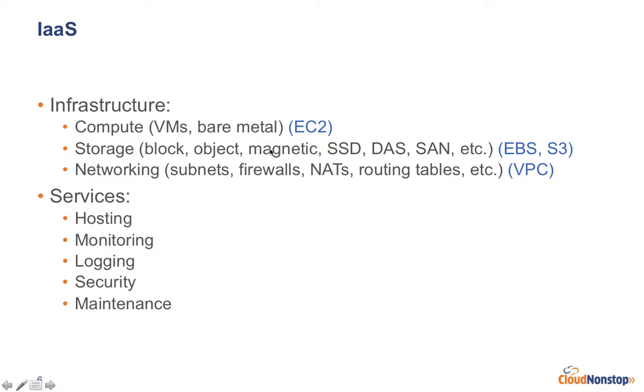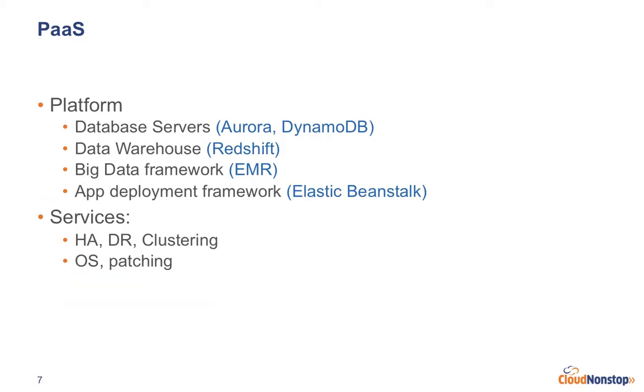So on AWS for the compute, you have what they call EC2. For the storage layer, they provide you things such as S3, EBS. For networking, you can be configuring your own subnets, firewalls, NATs, etc., for creating your own virtual private cloud, your own piece of real estate in the cloud, which is segregated from everything else that goes on out there. And in terms of services, it is an infrastructure as a service after all. So services provided include hosting, monitoring, logging, security, maintenance. All of those services are taken care of by the cloud vendor for you.